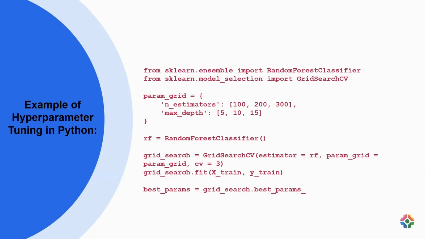GridSearchCV is configured with the parameter grid and cross-validation value cv equals 3, and then the model is fitted to the training data. After training, the best parameters are obtained using grid_search.best_params_. This approach helps to tune hyperparameters efficiently, leading to a better performing model.